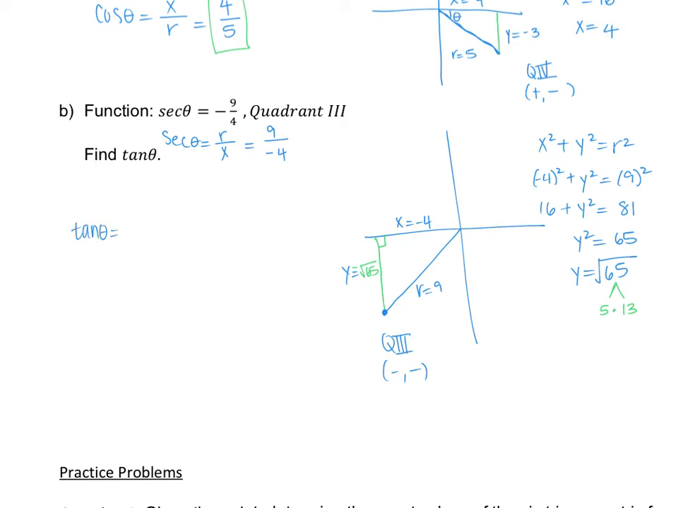But to get to tangent, we need our y value and our x value. So our y is negative root 65 and our x value is negative 4. I just grabbed these two values and plugged them in. Since they're two negatives, they become a positive number. So it's just root 65 over 4, and I can't reduce that any further. So this here is my final answer.